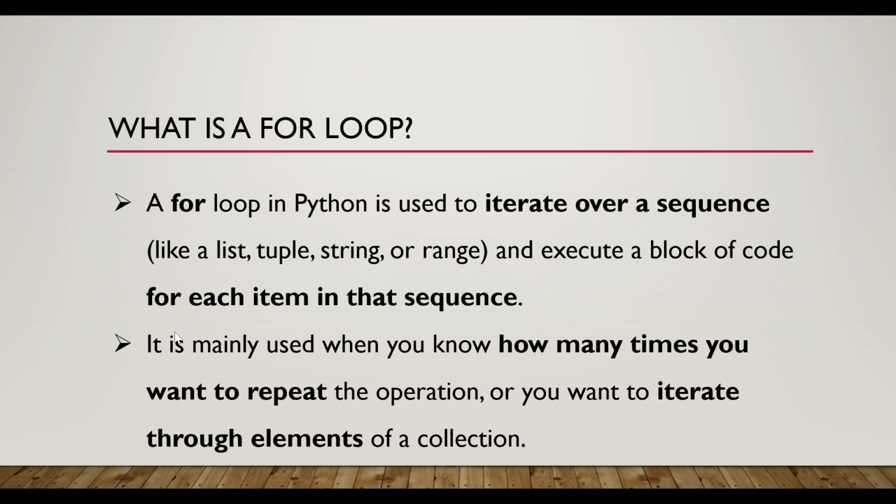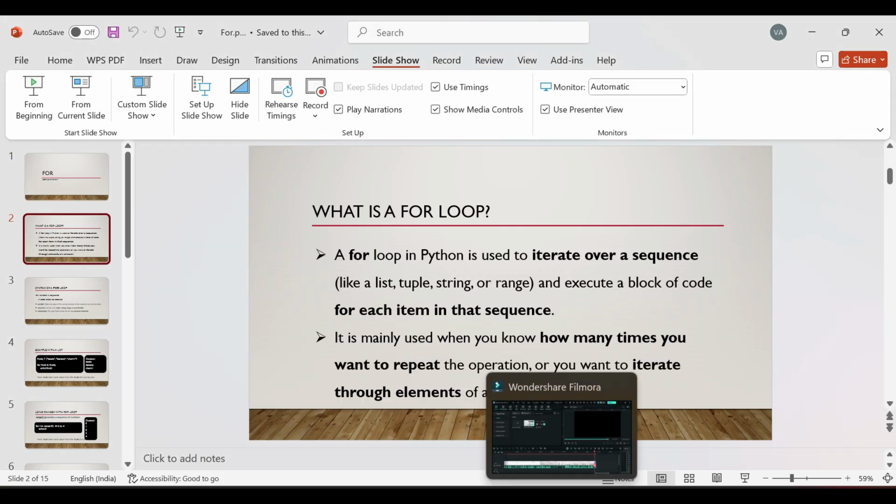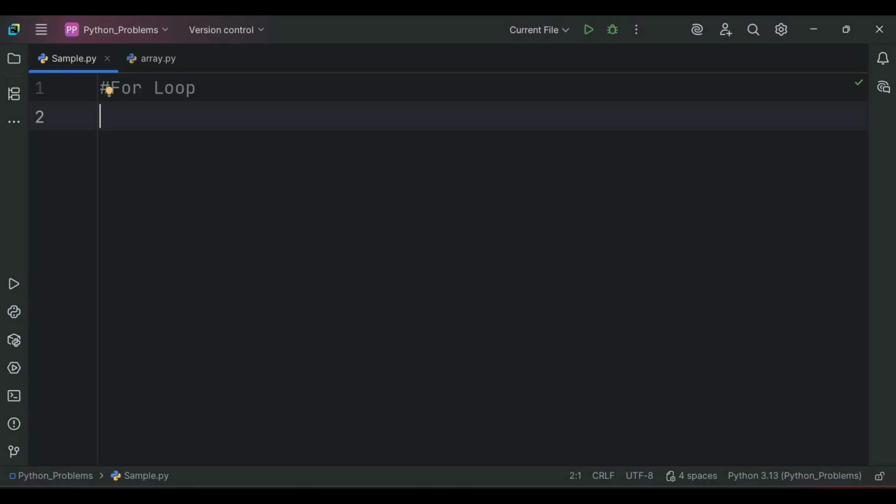It is mainly used when you know how many times you want to repeat the operation, or you want to iterate through the elements of a collection. That means the for loop iterates for every element, every character, or every number, and prints it like that. I will show you practically.